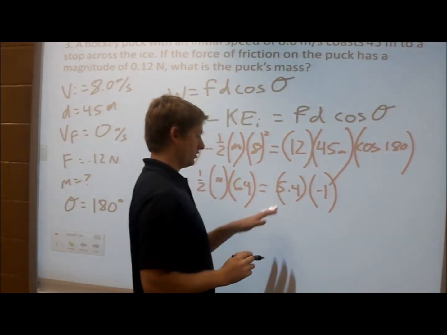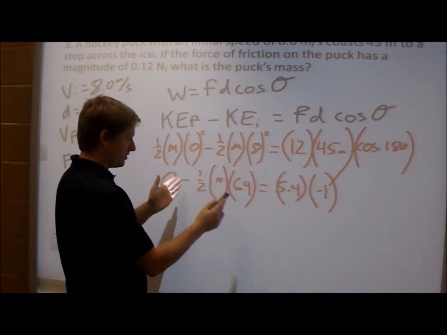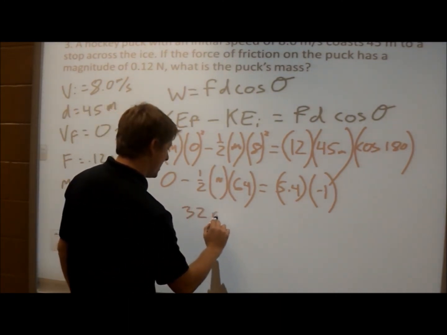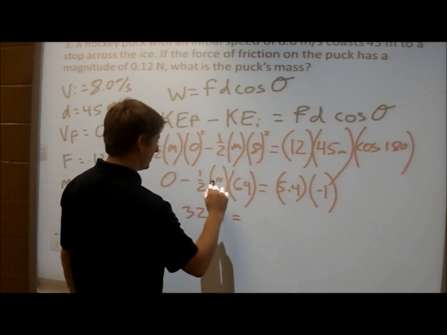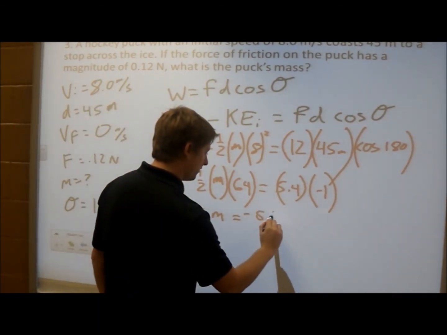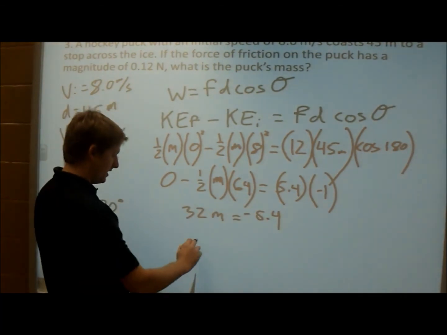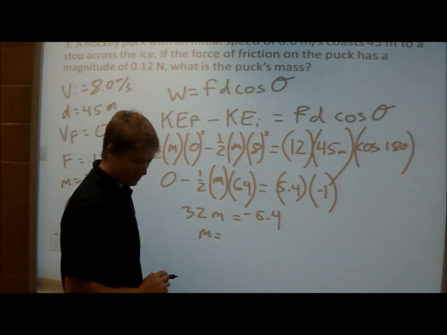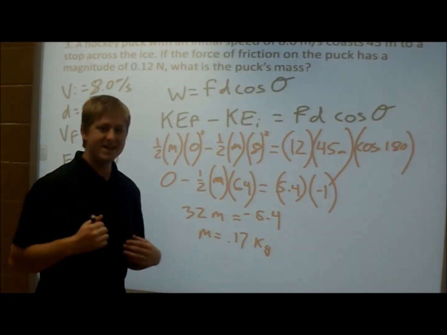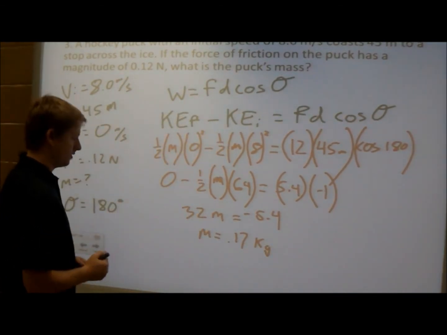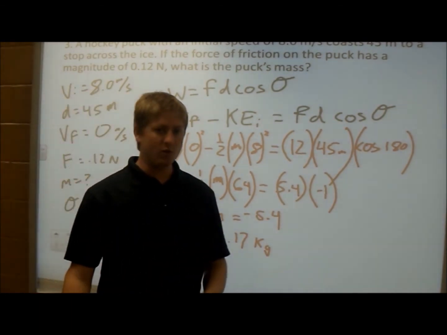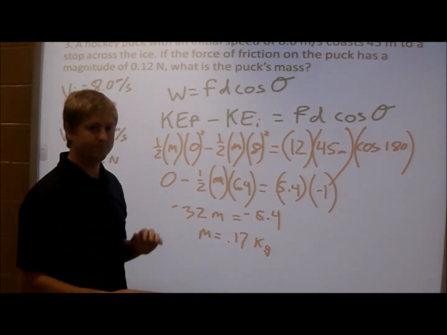So keep moving on here. I'm just going to do 1/2 times 64. I'll get 32. So 32m equals -5.4. Now, that means that m equals 0.17, and since it's a mass, it's in kilograms. Actually, -32, because that's negative there. Difficult problem, yes. Something that you can all do, though. Thanks for watching.